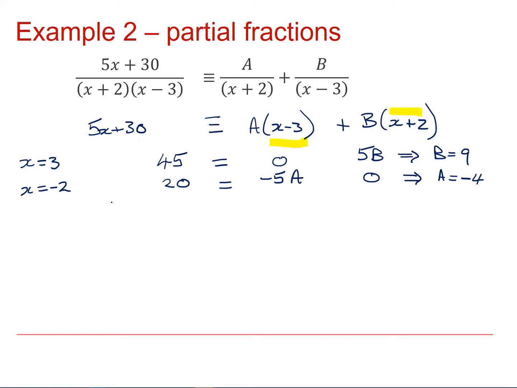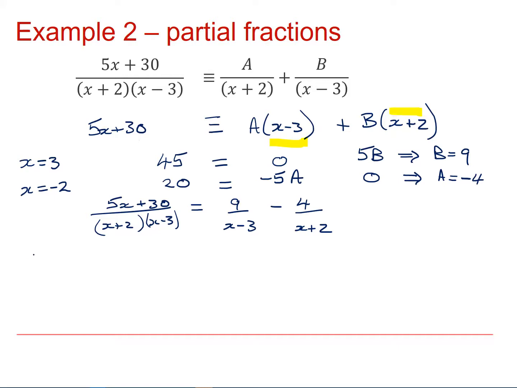So my partial fractions for this bit are going to be that (5x + 30) over (x + 2)(x - 3) is actually 9 over (x - 3) minus 4 over (x + 2). And notice I've switched those two around so I can keep the minus sign in sight, but I've still got a over (x + 2) and b over (x - 3).